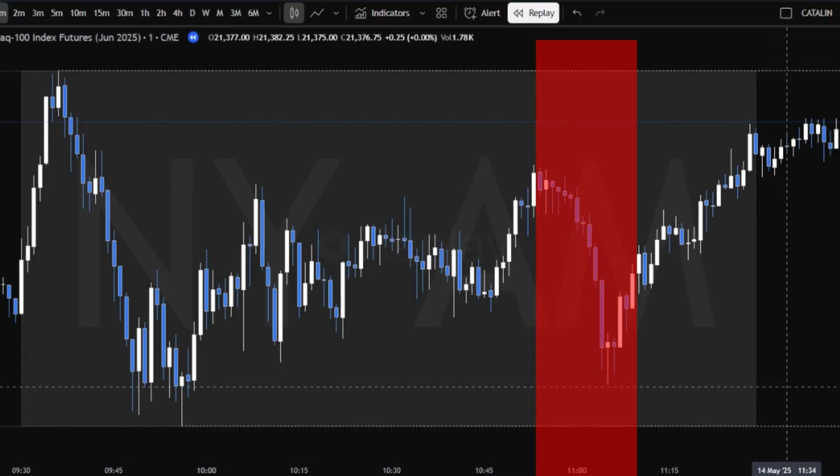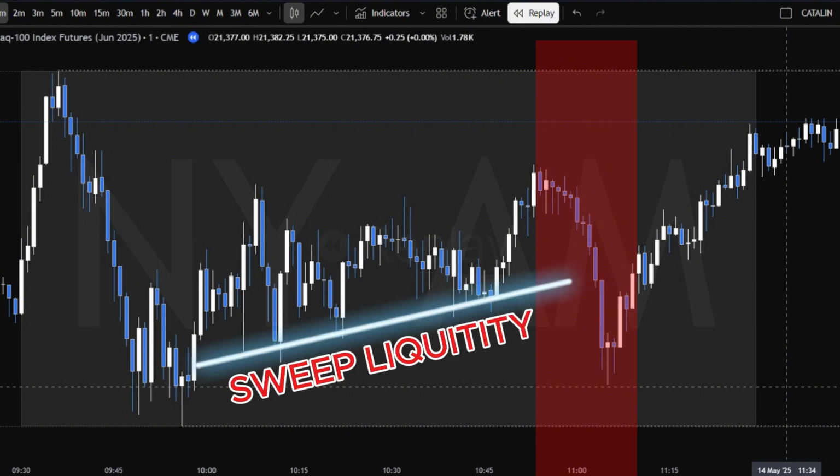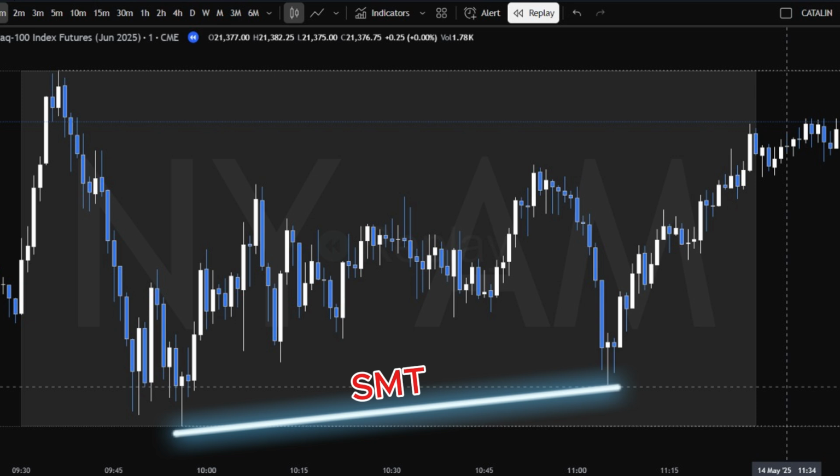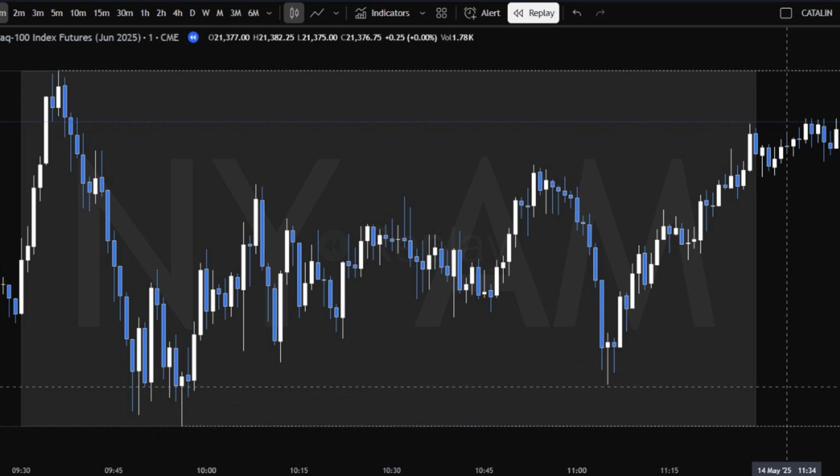Around 10:50, price aggressively took out previous lows, sweeping liquidity. At the same time, I noticed a clear SMT divergence between NQ and ES. ES made a lower low, but NQ didn't. That was my first signal.